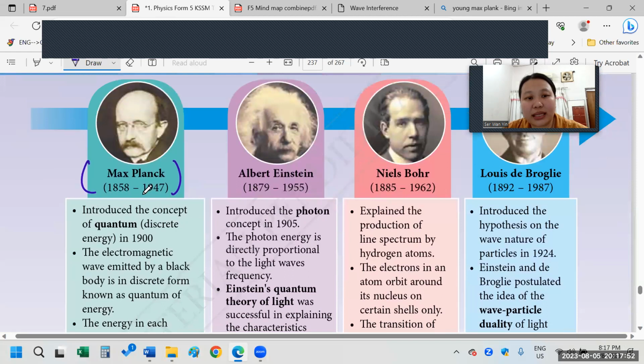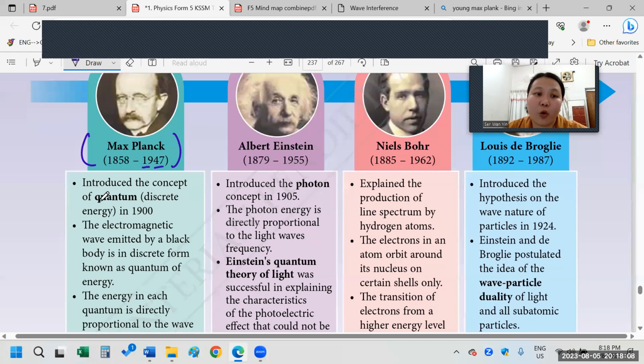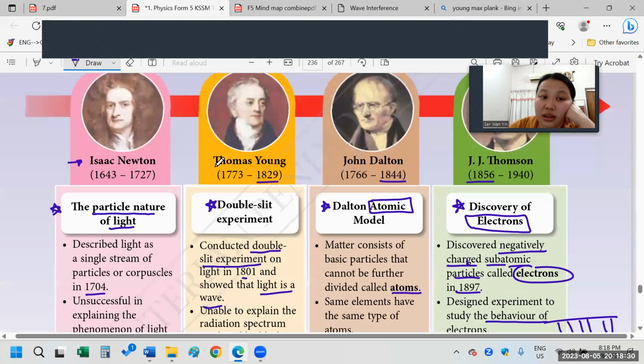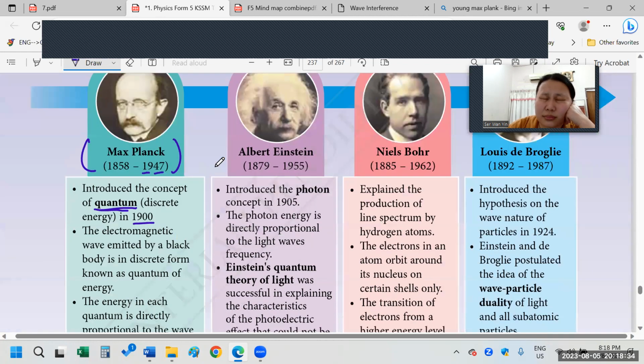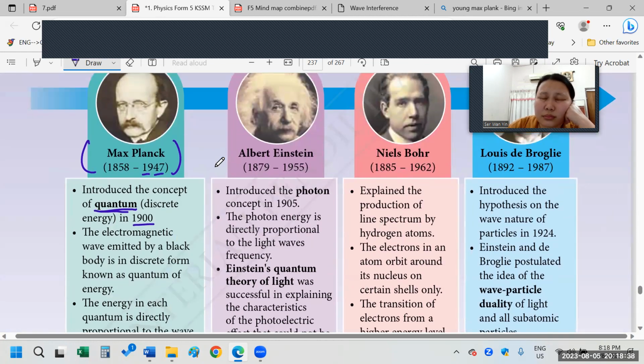Okay, Max Planck lived until 1947. It's quite close to our time now. So actually, he introduced the concept of quantum in 1900. So the concept of quantum from 1900 until now is nearly 120 years only. Very, very short compared to Newton's time, the classical physics time. Because it's very, very new, no one can say they really understand quantum.